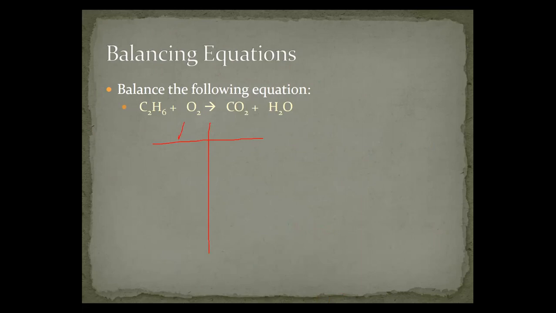So I've got the reactant side, got the product side. Now I list my elements. In this case, I've got carbon, hydrogen, and oxygen. Now I do my count. How many carbons on the reactant side?